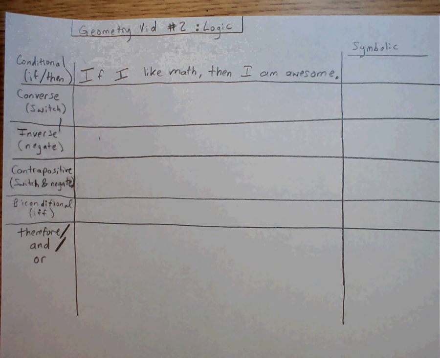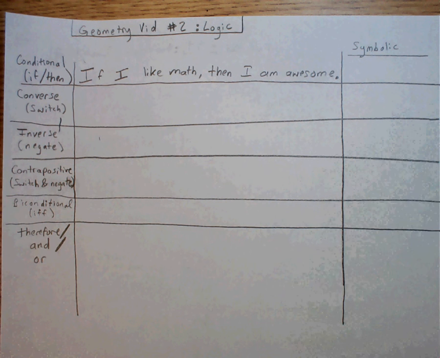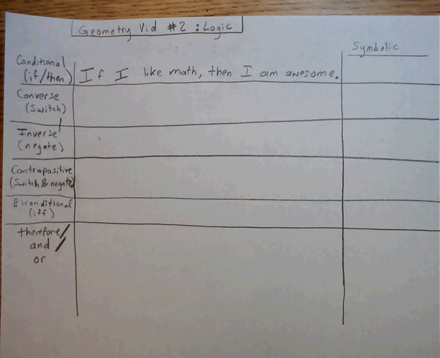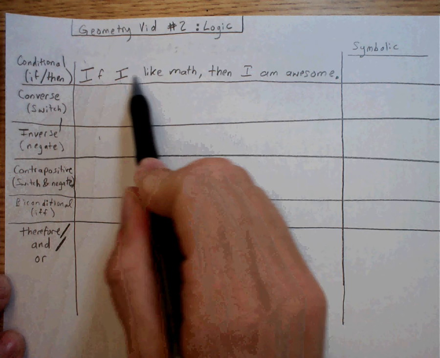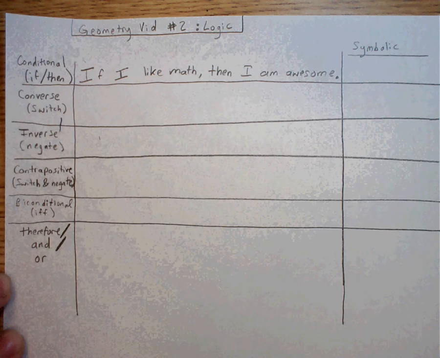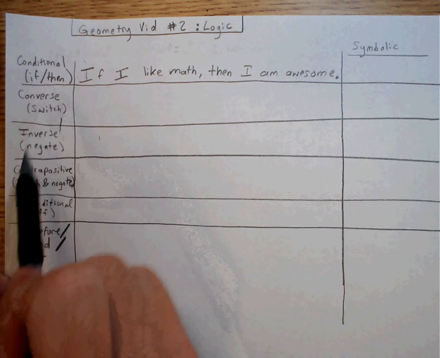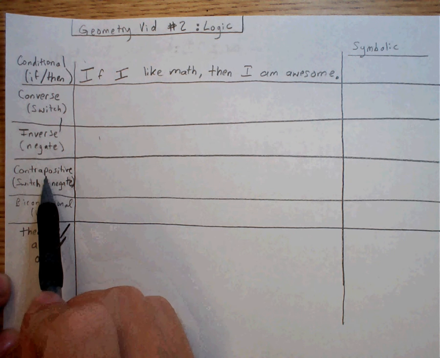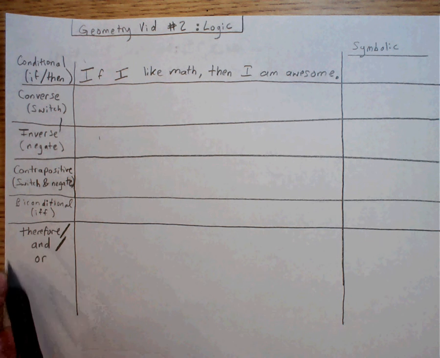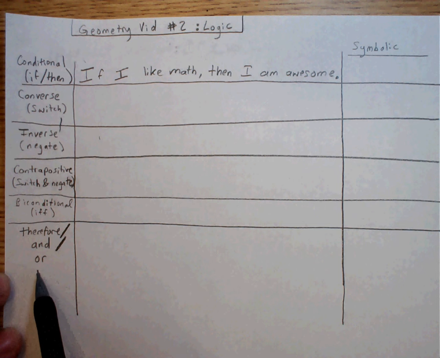I picked a problem that tries to encompass all of the topics we're learning in logic right now. What I'm going to do is present to you a conditional statement, or an if-then statement, and we want to find out its converse, inverse, contrapositive, biconditional, and also get some practice with some of our other buzzwords that we have some symbols for now.